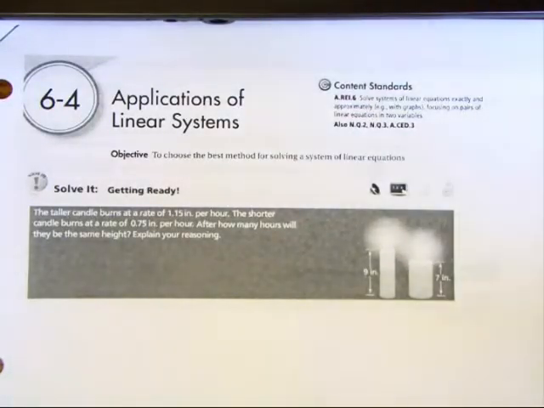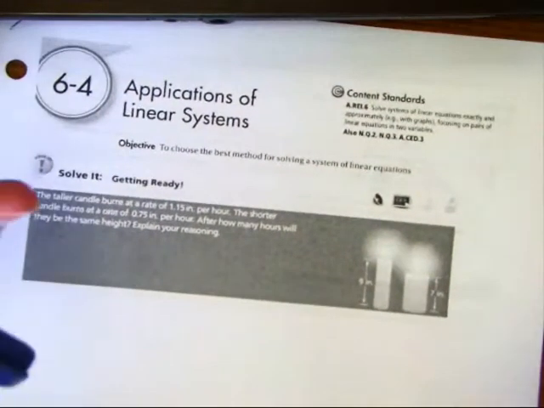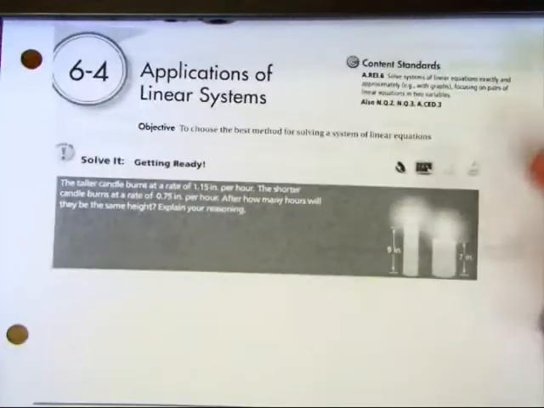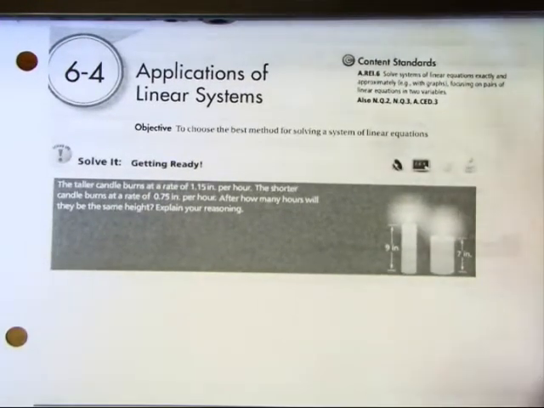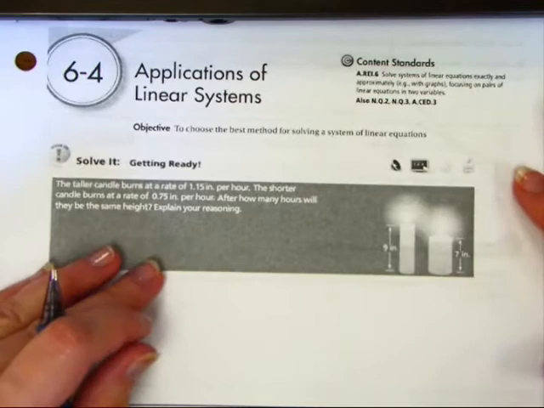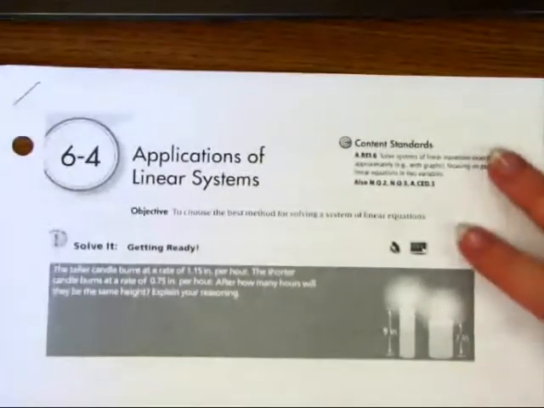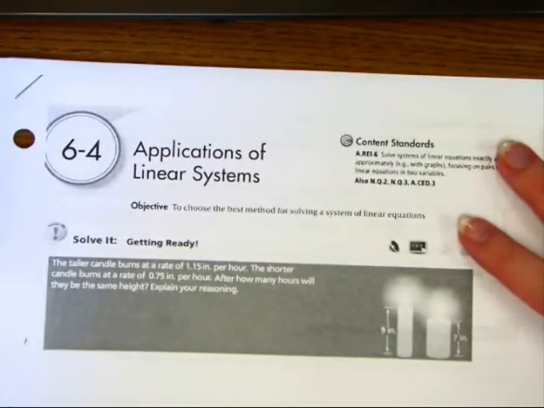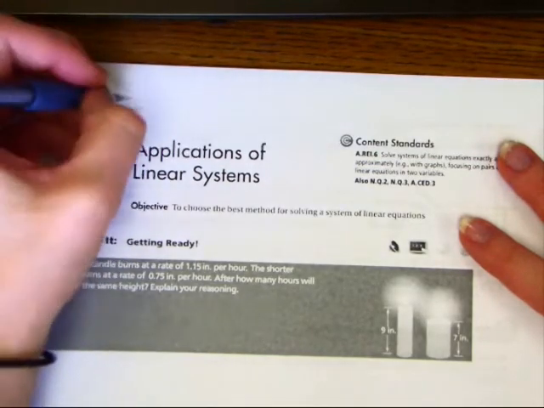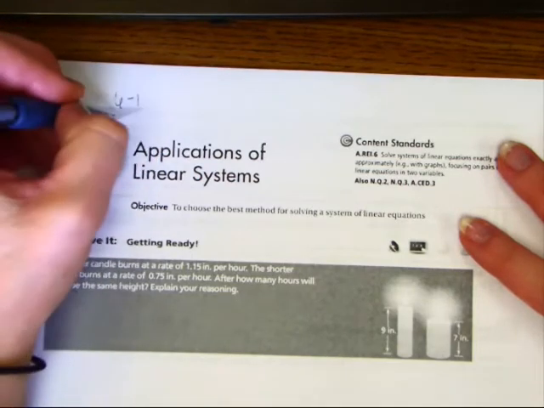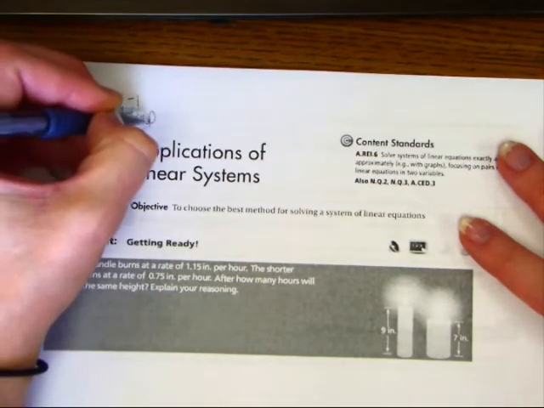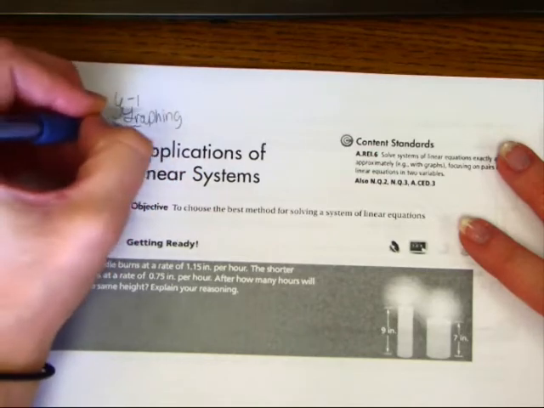As we move on in chapter 6, we're done now with using different ways to solve systems. There is another way that we won't talk about until you're in Algebra 2, but so far let's review. In 6.1, you learned how to solve using graphing and tables. Let's write that down. 6.1, you were able to solve using graphing, and you were able to solve using tables.